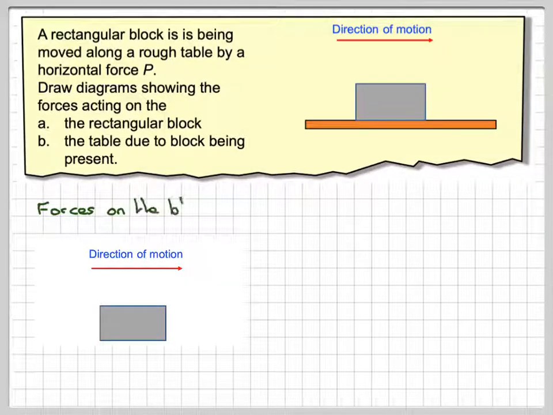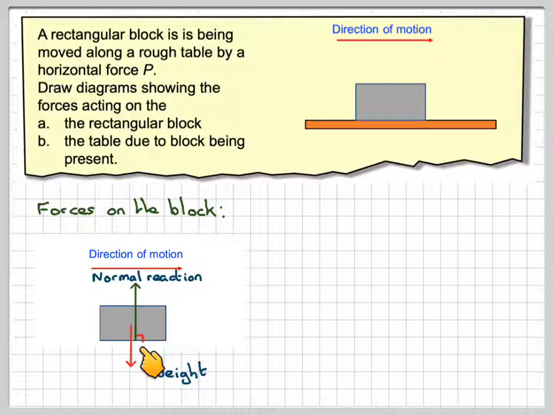So if we look at the forces just on the block, you have the weight of the block acting downwards, and then you have a reaction between the block and the table, which is perpendicular to it. This is called the normal reaction. There is a force acting in that direction on the block, and then because the table is rough, the friction will oppose the motion.